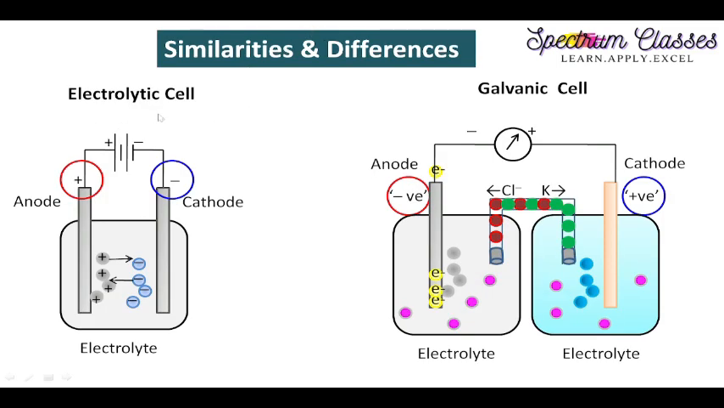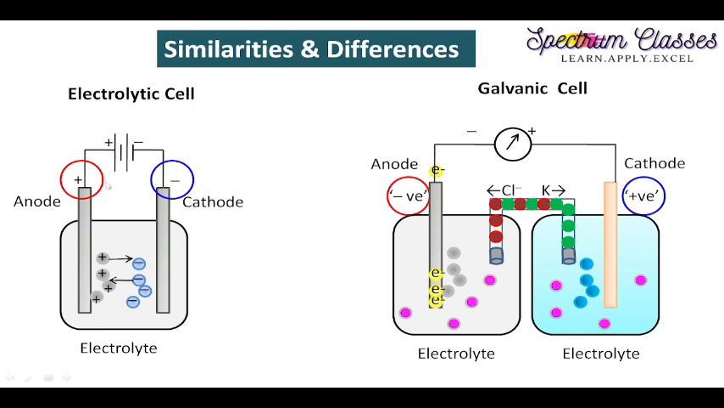Similarities and differences of the electrolytic and galvanic cell: both have two electrodes, and in both cases oxidation occurs on the anode and reduction occurs on the cathode. In the electrolytic cell the reaction is in the same compartment, but in the galvanic cell we have two different compartments for the electrodes, and the electrodes are in contact with solutions of electrolytes which contain ions common to the metal rod. In the galvanic cell we need a salt bridge, but in the electrolytic cell no salt bridge is required.